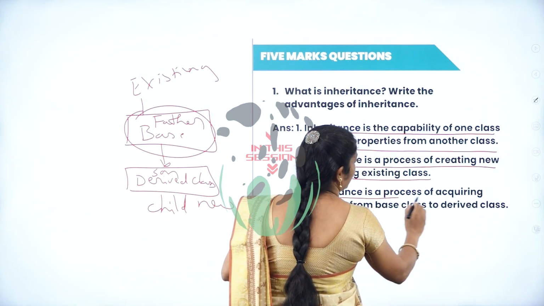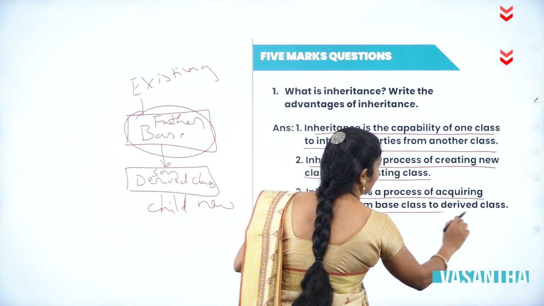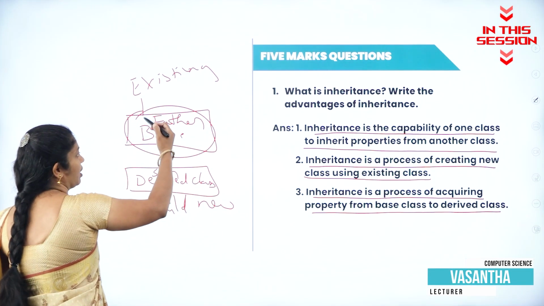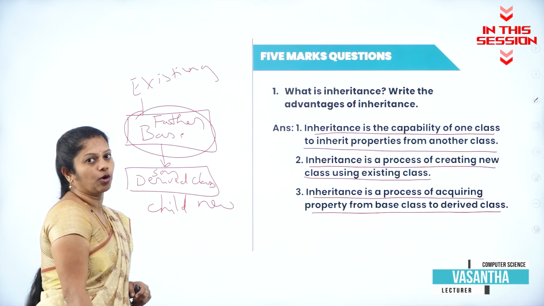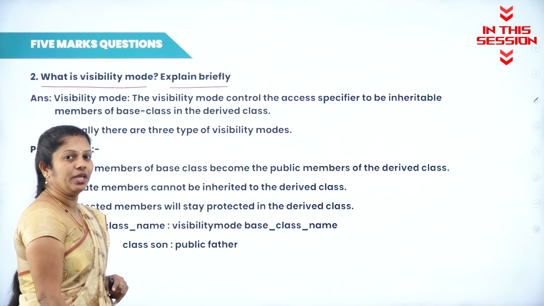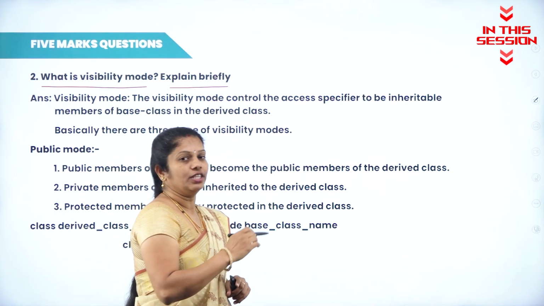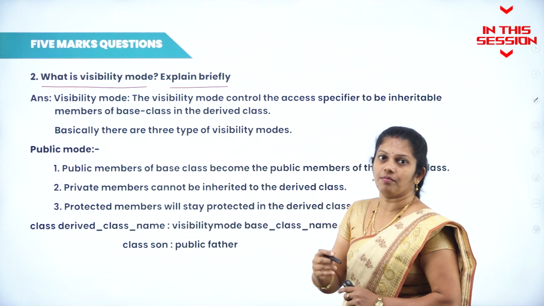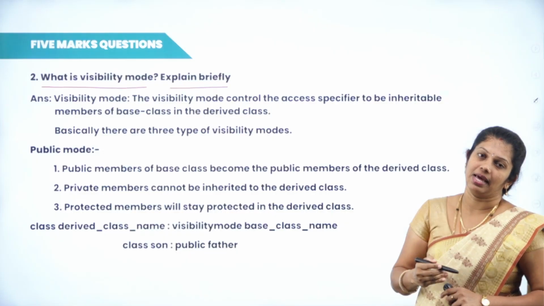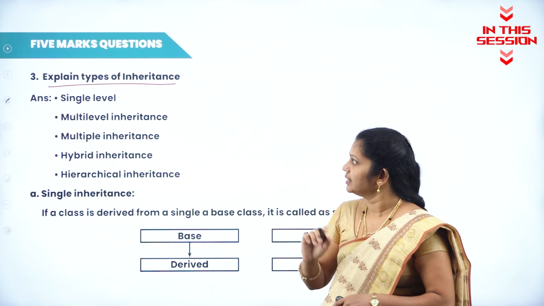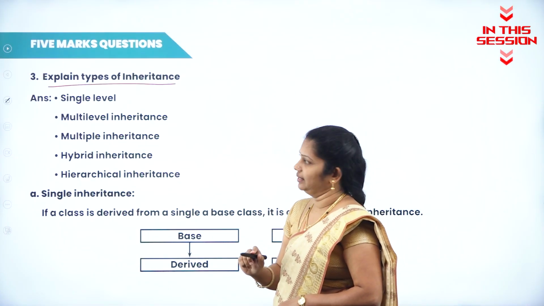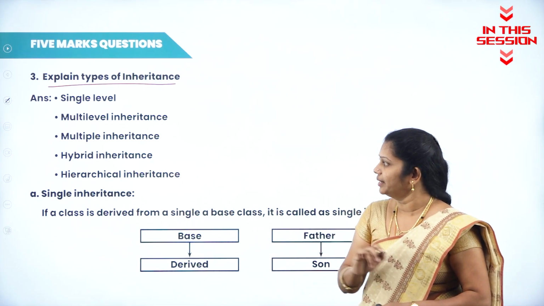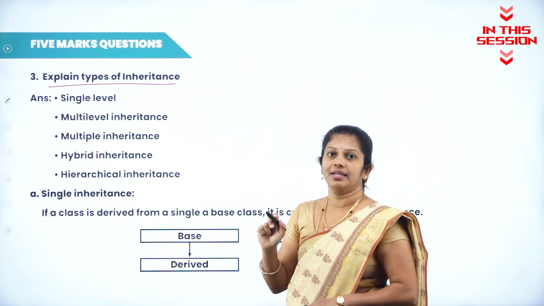Inheritance is a process of acquiring properties from base class to derived class. From base class to derived class, all properties are transferred here. What do you mean by this visibility mode? When I come to visibility mode, it will control the access specifier of the members of the base class in the derived class. There are totally 5 types of inheritance: single level inheritance, multi-level inheritance, multiple inheritance, hybrid inheritance, as well as hierarchical inheritance.